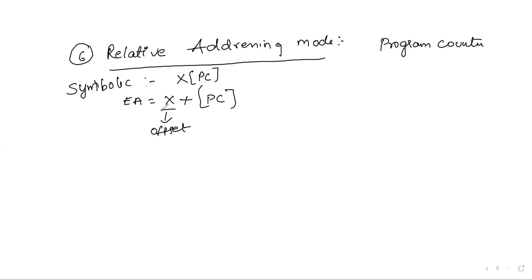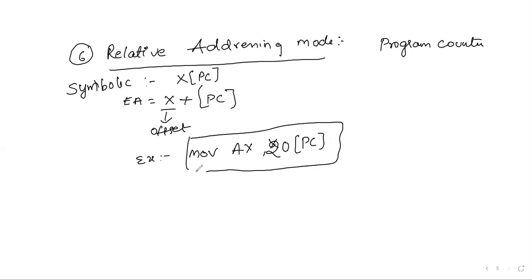From that address the data is taken and moved into the corresponding register. For example, say: move AX comma 20 of PC. Here X is taken as 20. The effective address is calculated by using 20 plus the contents of the PC register.